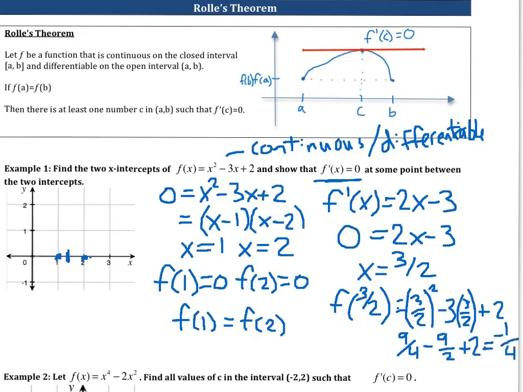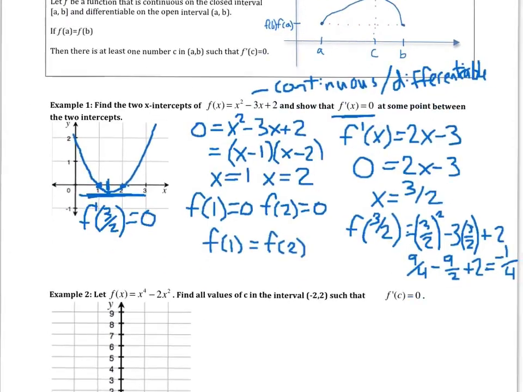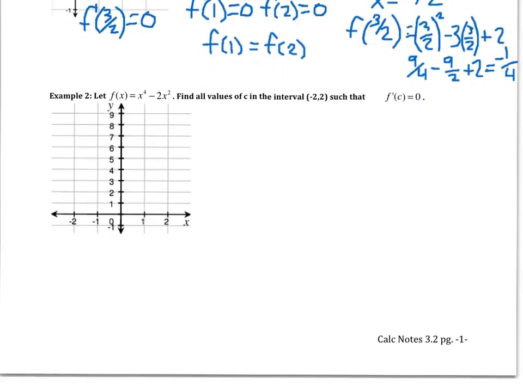Okay, so what that tells me is that at x equals 3 halves, we have the point (3/2, negative 1/4), and our graph would look like this. And again, you'll notice here that f prime of 3/2 equals 0. All right, let's move on to example 2.